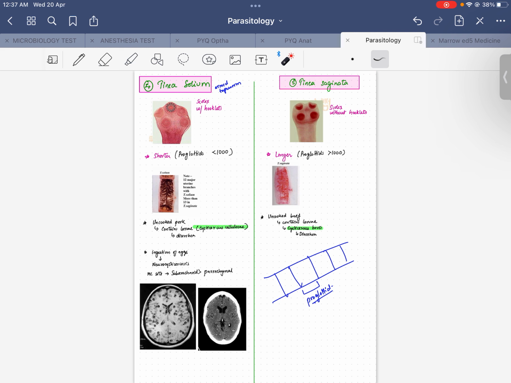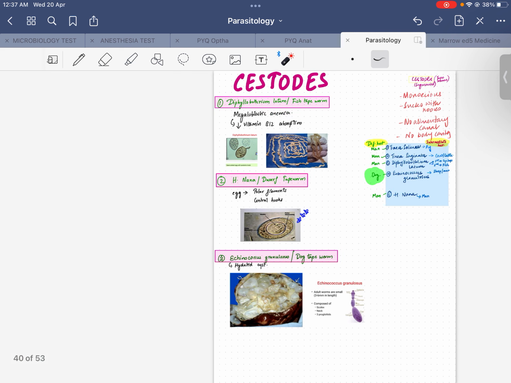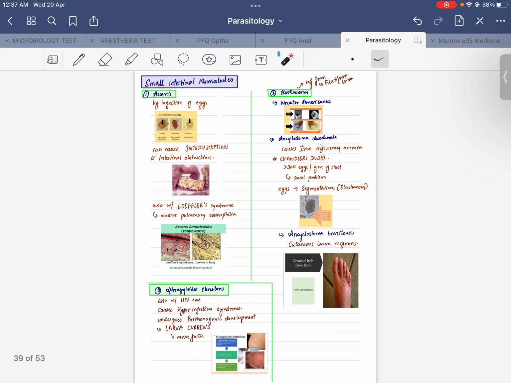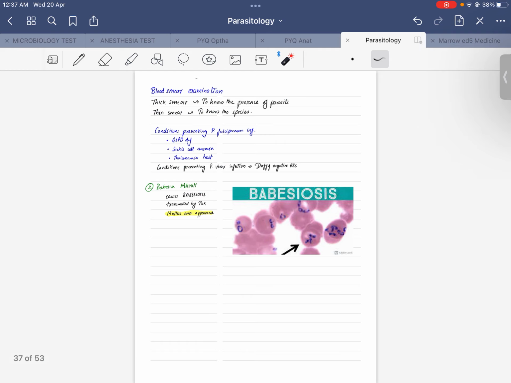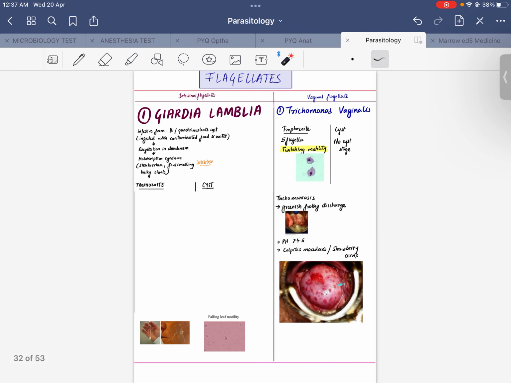So that is about the cestodes. Next, what we have left is the nematodes, okay? Before that, let us go to the table and revise the cestodes.